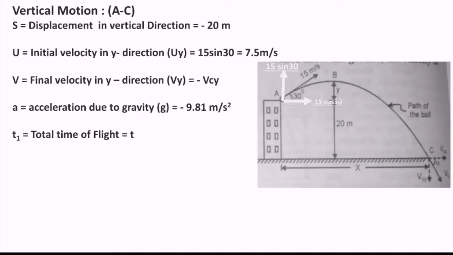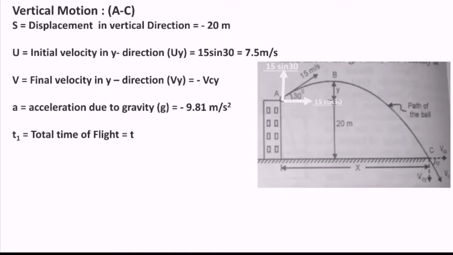Similarly, u is initial velocity in y direction, which will be 15 sin 30, which is 7.5 meters per second. V is final velocity in y direction, that is Vy. From the diagram it is given as Vcy, and as it is going downward it will be minus Vcy. A is acceleration due to gravity, minus 9.81, and T will be total time of flight, that is T. Now as S is given to us in the equation, I will use that equation.